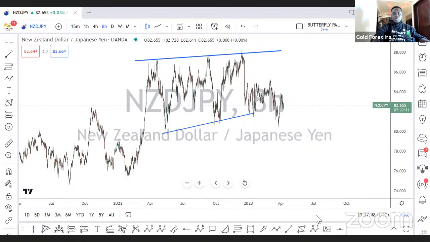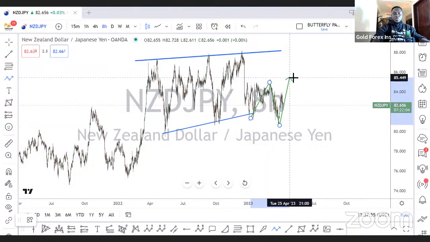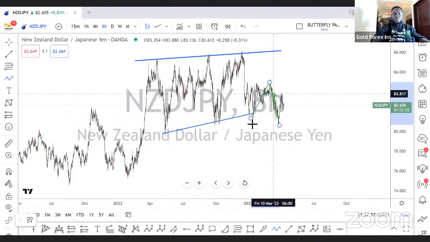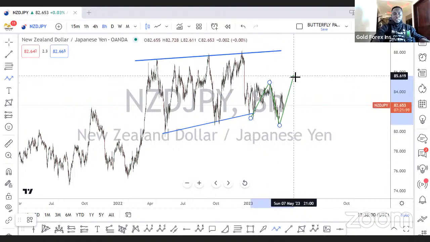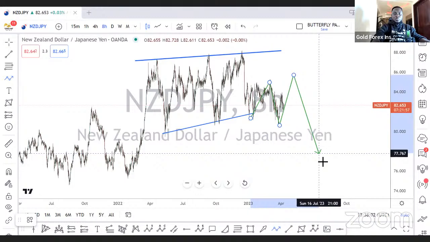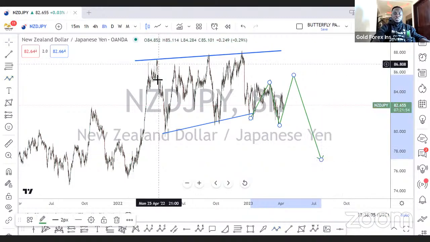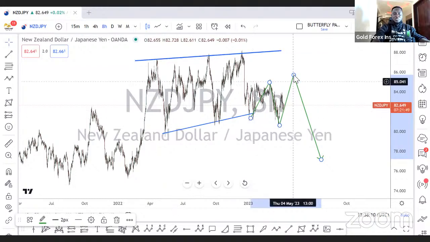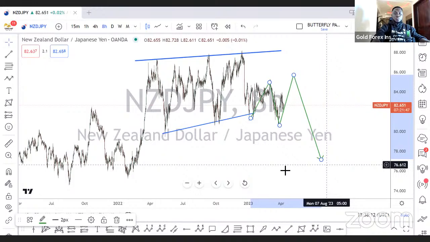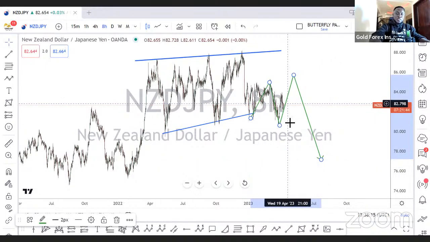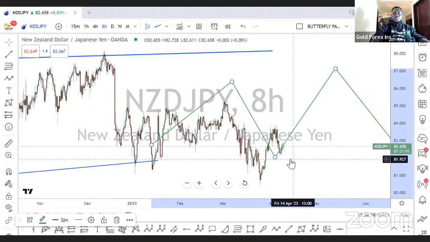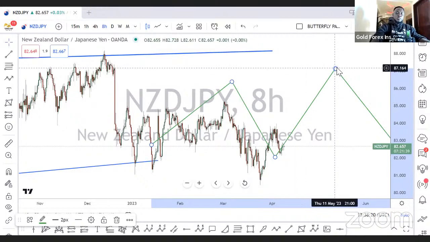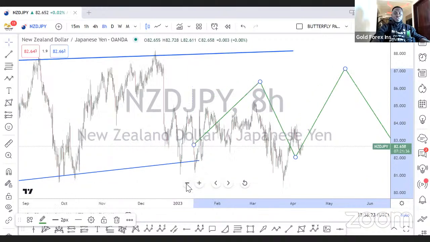Sometimes I want to say these things for you to understand how maybe you can form a complex correction, an expanded flat correction, ABC, like this. Then it drops. So all these ones become A to here, the flat correction becomes B, and the C comes here. So I'm expecting this one to move up. NZDJPY, I'm expecting it to move up.